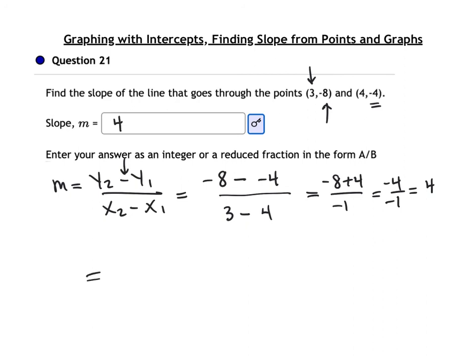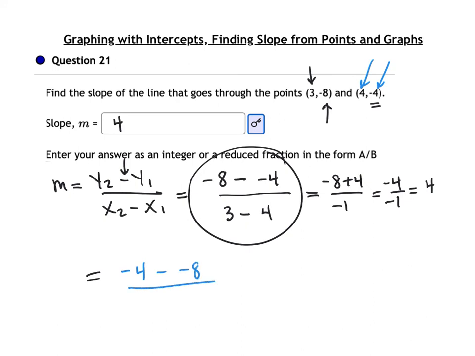I do want to point out, if you didn't do this in that order, you could have gone in the other order and it wouldn't have mattered. I could start with this point. That's fine. In fact, let's do that with blue, just to show you. I'm going to start with this point here. It'd be -4, the y, minus the other y, -8, over. Since I started with -4, I must start with the same point below, 4 minus 3.